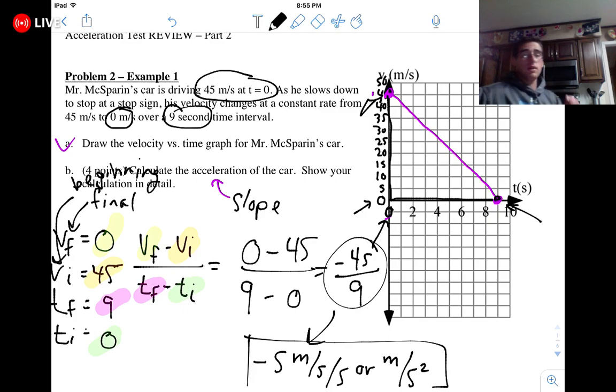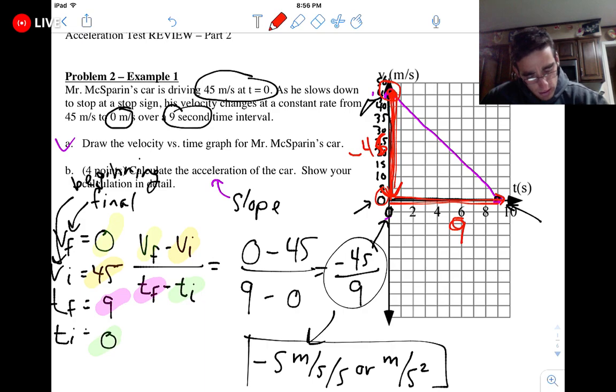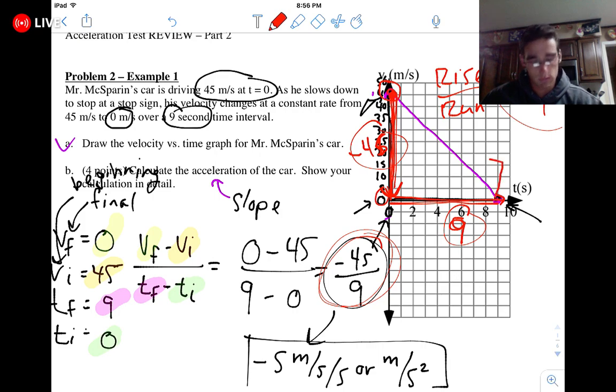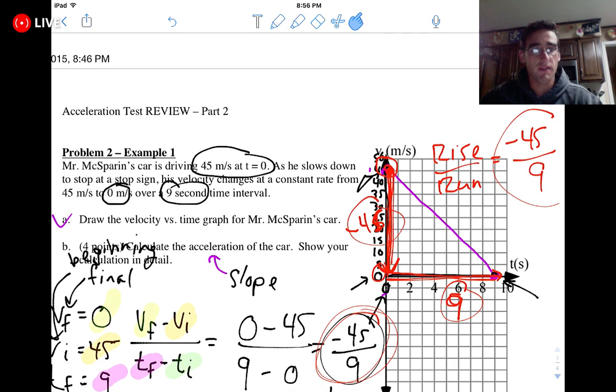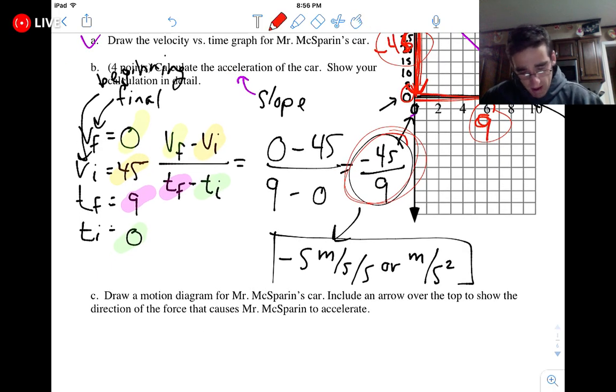Now, remember, there's also a way we could have done this. We could have done rise over run. Just real quickly, I know that my rise is going to be from the beginning down, so that's going to be negative 45, because I go from 45 down to 0. So negative 45 for my rise. And then I'm going to run over 9 spaces. So rise over run is negative 45 divided by 9, and we can see that that is the same as that. Sorry, guys. Whichever way is easiest for you. And if you're a super student, maybe you do it both ways just to check and make sure that you're right. Now, finally, it wants me to draw a motion diagram.